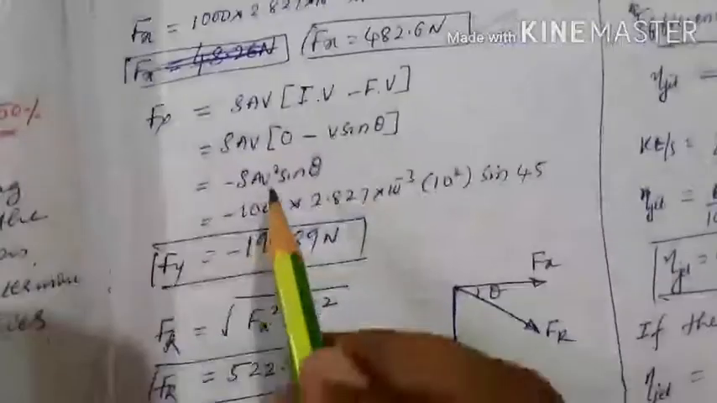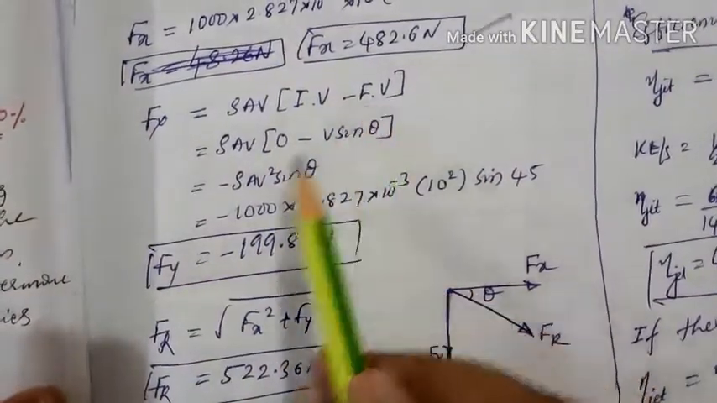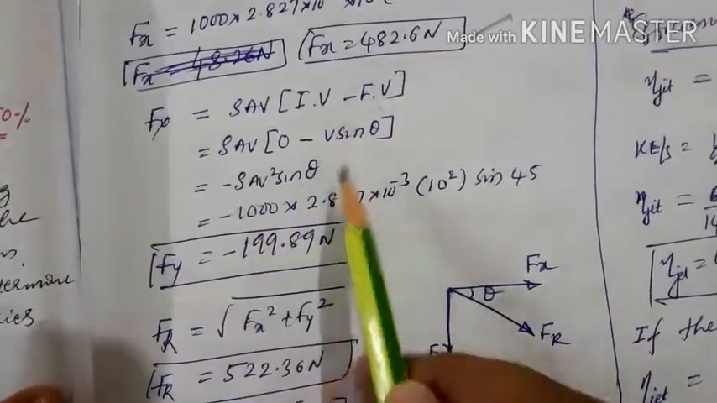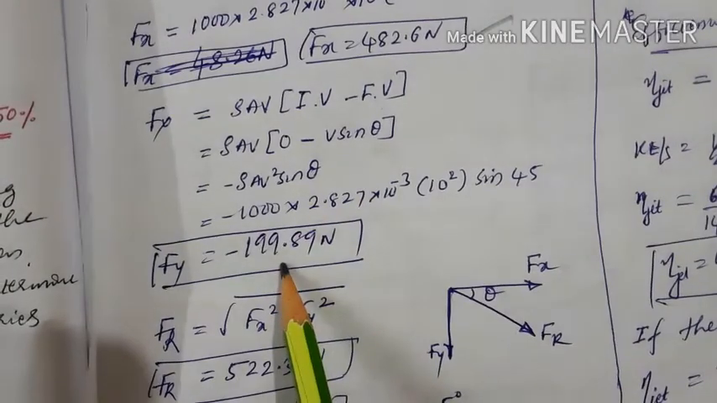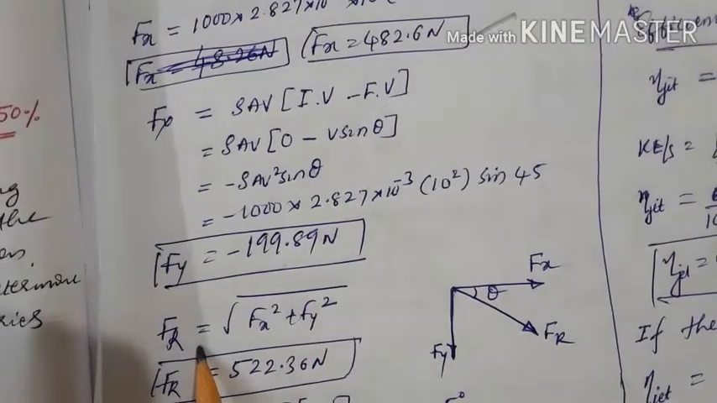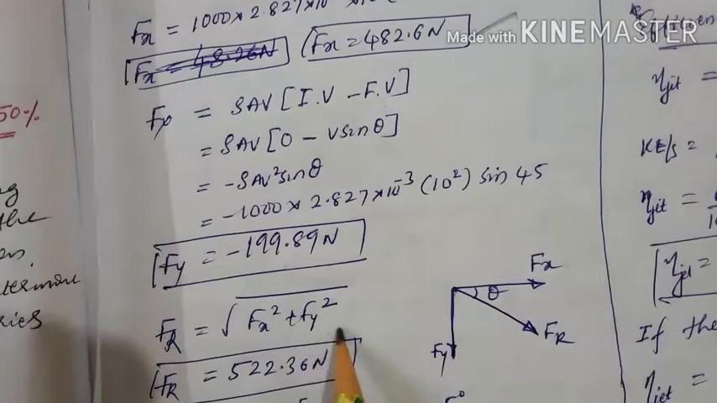So this is the Fy we get: initial velocity minus final velocity, but the initial velocity is 0 and the final velocity is v sin theta, we get 199.89 Newton. Then calculate the resultant force, that is root of Fx square plus Fy square. We get this much as the resultant.